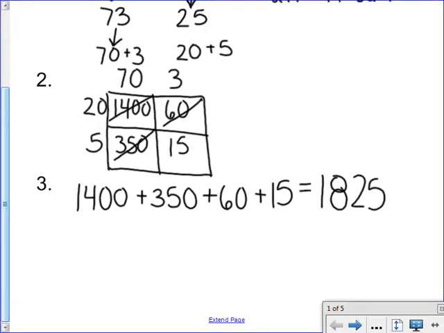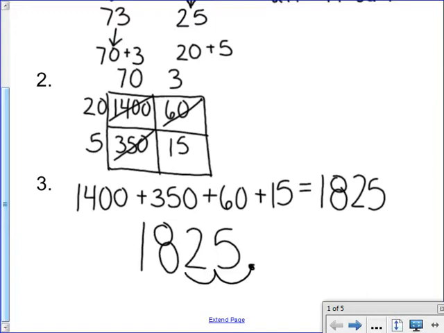So if I rewrite 1,825 and include that imaginary decimal at the end, I want to move it over 2 times to the left. That gives me a new answer of 18.25.